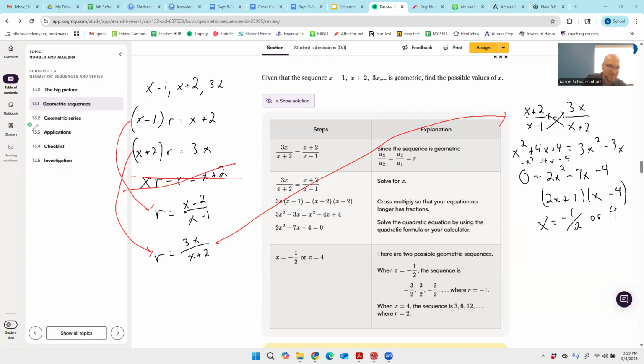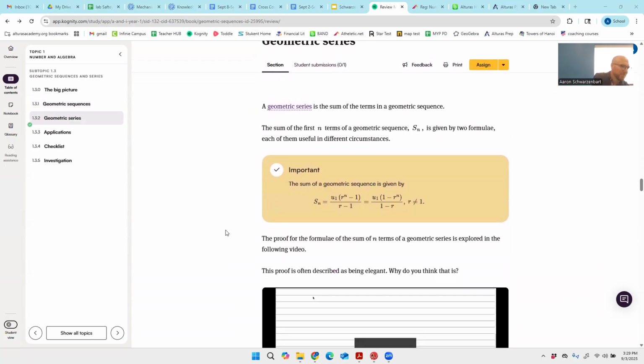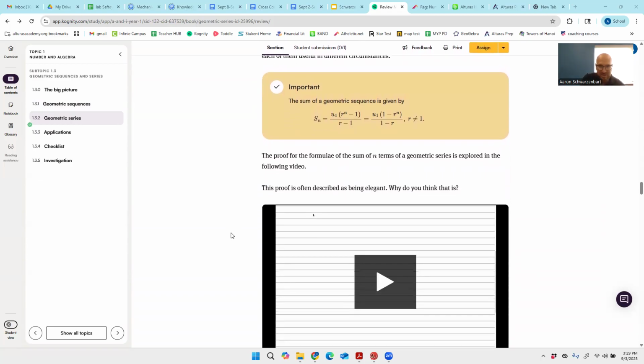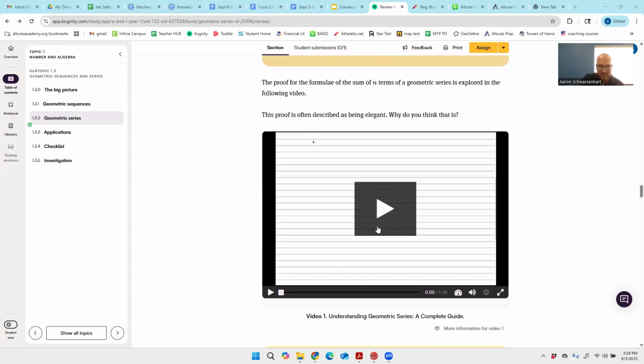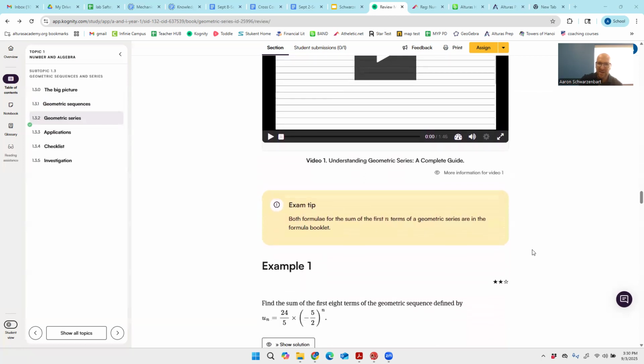Okay, 1.3.2 coming right up. Geometric series. Remember, series, we add them all together. Please take a second to watch the proof. You are not expected to do proofs on the IB exam, but understanding them is going to be some of the things that help you gain the understanding to get those higher grades.